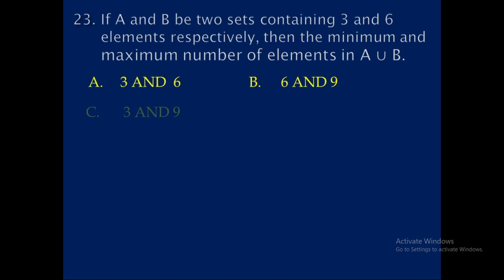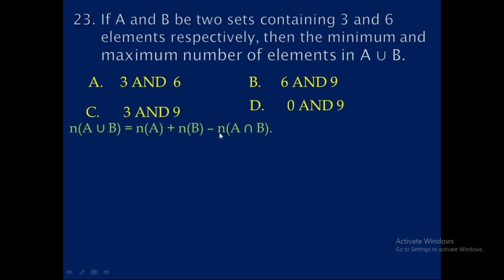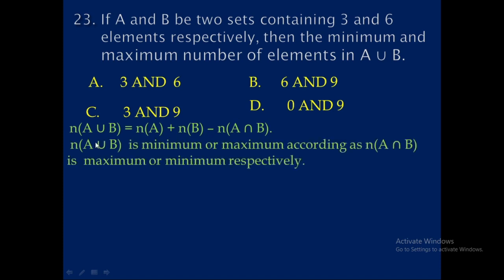Here we know that the number of elements of A union B is equal to the number of elements of A plus the number of elements of B minus the number of elements of A intersection B. N of A union B is N of A plus N of B minus N of A intersection B. Here we get the maximum value of A union B when A intersection B is minimum, and the minimum value of A union B when A intersection B is maximum. Then you get the maximum and minimum value of the number of elements of A union B.